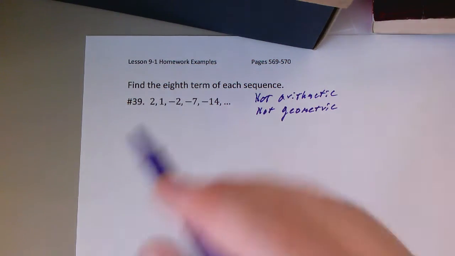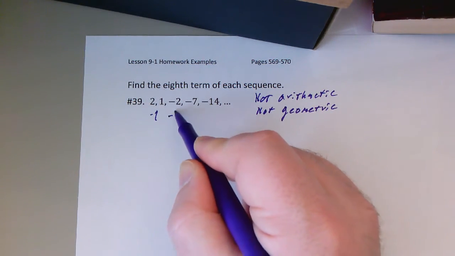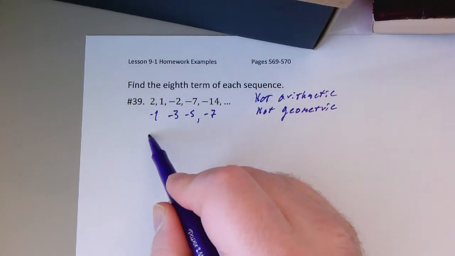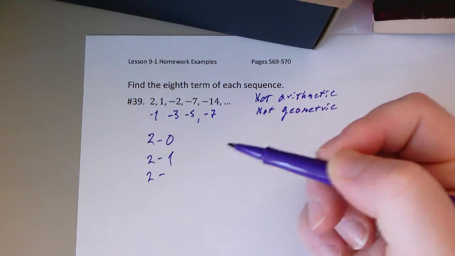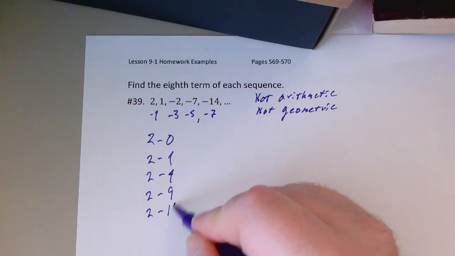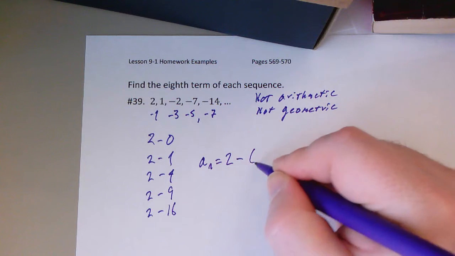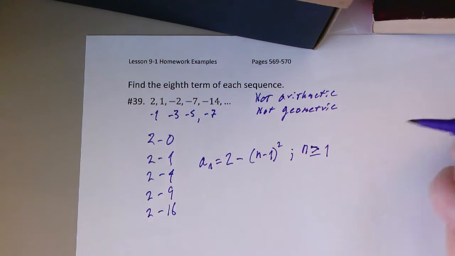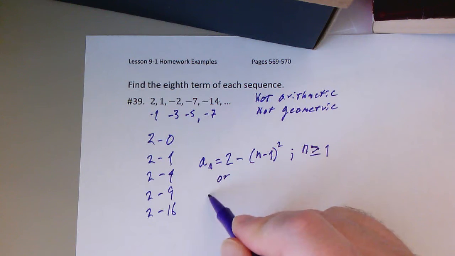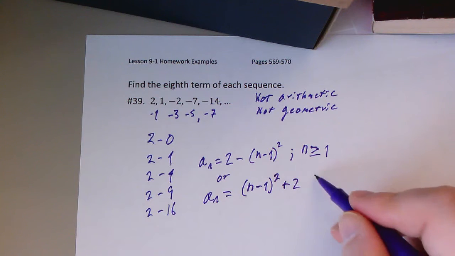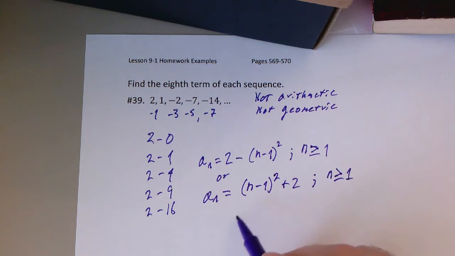All right, this sequence is not arithmetic. We see that each successive step we're subtracting more and more. But again, look at the difference from 2. Okay, first is 2 minus 0, the second is 2 minus 1, the third is 2 minus 4, 2 minus 9, 2 minus 16. You should see the pattern of squares there. Okay, so 2 minus n minus 1 squared is the pattern we get. But that's not necessarily the way I want to write it. I'd rather start with that n term first. So n minus 1 squared plus 2, and then state the domain starting at 1.